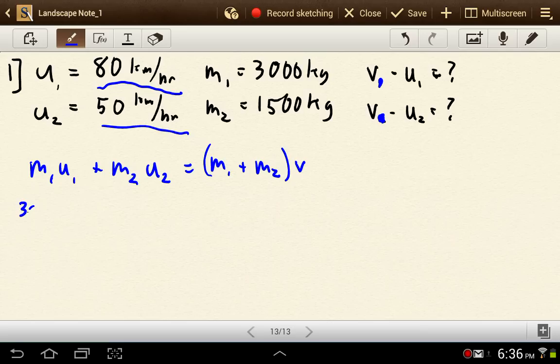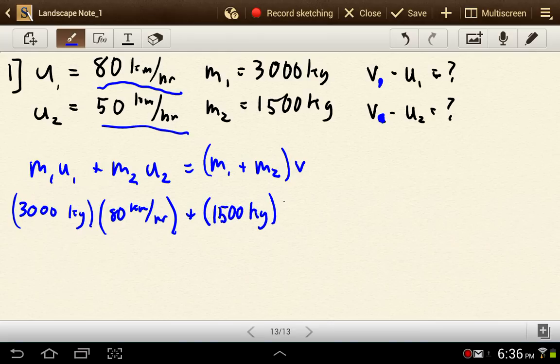What we're going to have here is 3,000 kilograms times 80 kilometers per hour. That's going to be Indy's momentum initially. The officers are going to have 1,500 kilograms, and they're going to be going at 50 kilometers per hour. So when you do your math with the units, you're going to get kilograms kilometers per hour, and kilograms kilometers per hour.